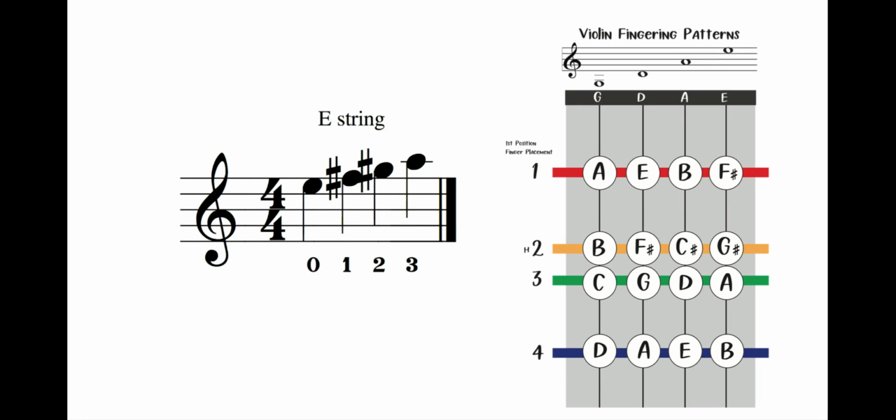And the E string, same thing. You have open E, which is a 0. F sharp is going to be first finger, the first tape. G sharp is going to be the high 2, second tape. And third finger is going to be an A.